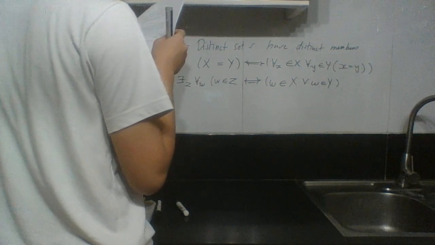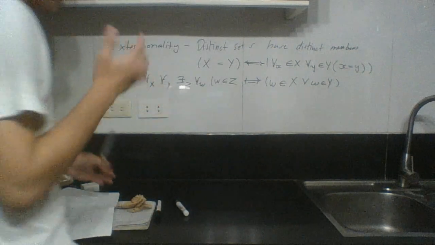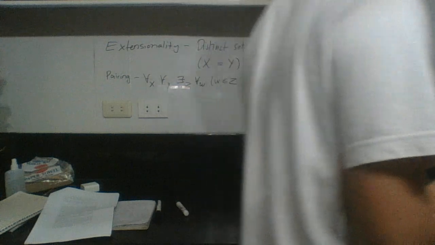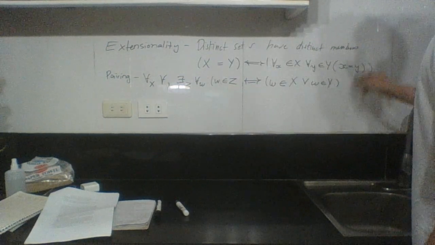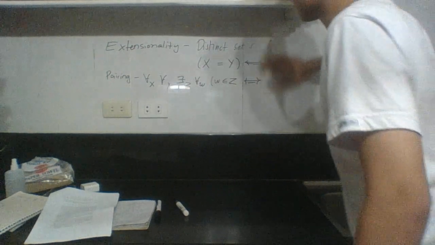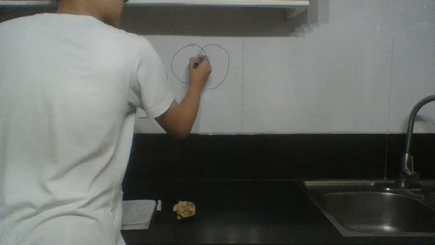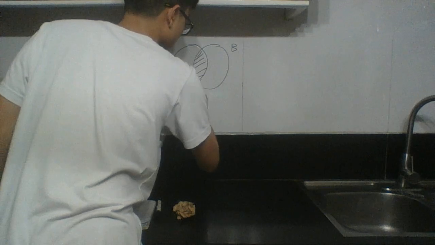Next is the sum set. So the sum set establishes the existence of what is called the union of sets. If this is intersection, sum set gives us the union of sets. The best way of showing this is via Venn diagrams. I have one set here, another set here. This part here is the intersection. So I'll call this A, and I'll call this B. This part here is A intersection B.